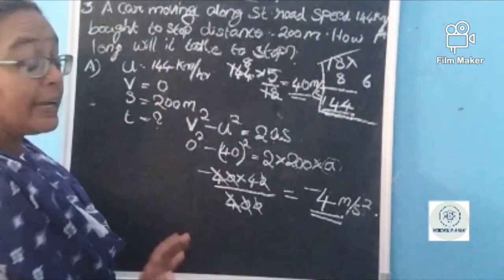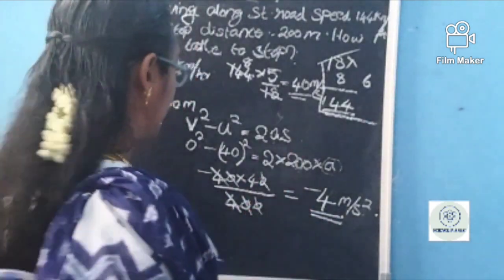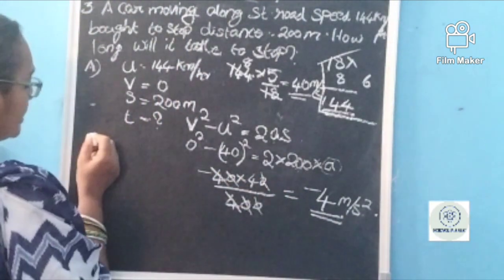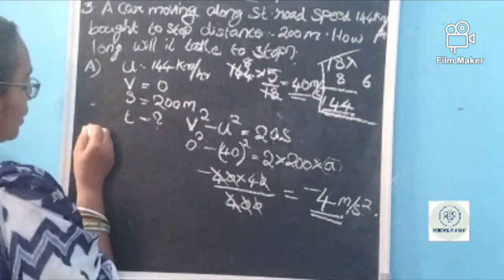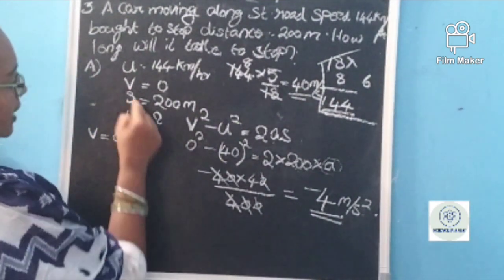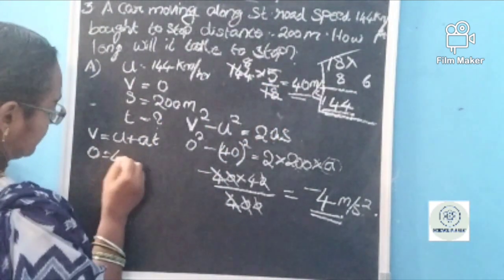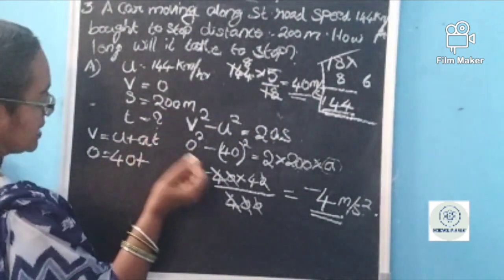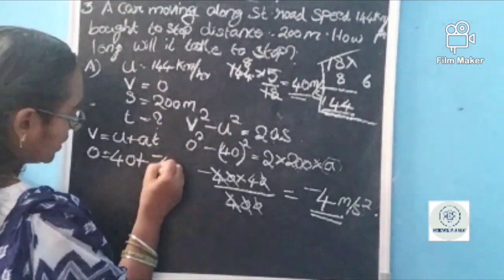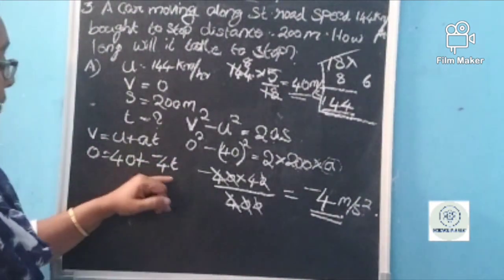Okay. Now, by applying that, we are finding T. Then any equation we can apply. V is equal to U plus AT. I am applying. What is V over here? 0 is equal to, what is U? U is 40. 40 plus what is A? A is minus 4. What is T? T is the one which we have to find out, right? So, T.